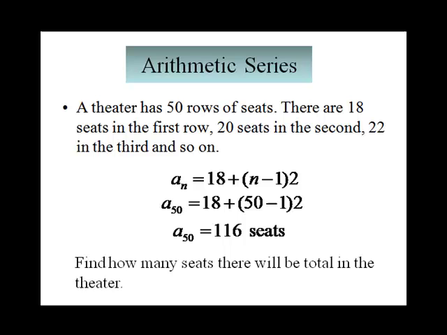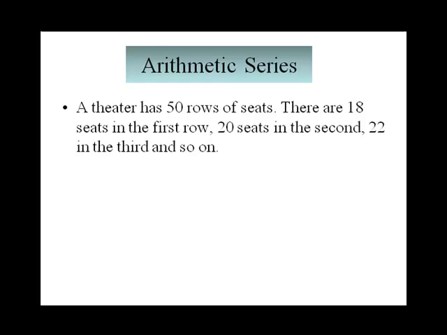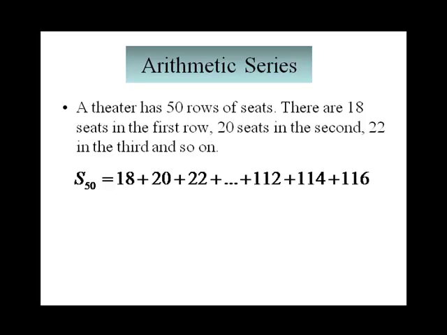Now we're going to use this information to help us find how many seats there will be total in the theater. We're finding the sum of an arithmetic series. Often we use S for a sum, where we use A for the term in a sequence. So S sub 50 would denote the sum of the first 50 terms of our series. Now, we could just straightforward add up all these numbers, but we would have 50 numbers to add up, and what if we had 100 rows or 1,000 rows? It would take a very long time. So there's a nice thing we can do with arithmetic series.